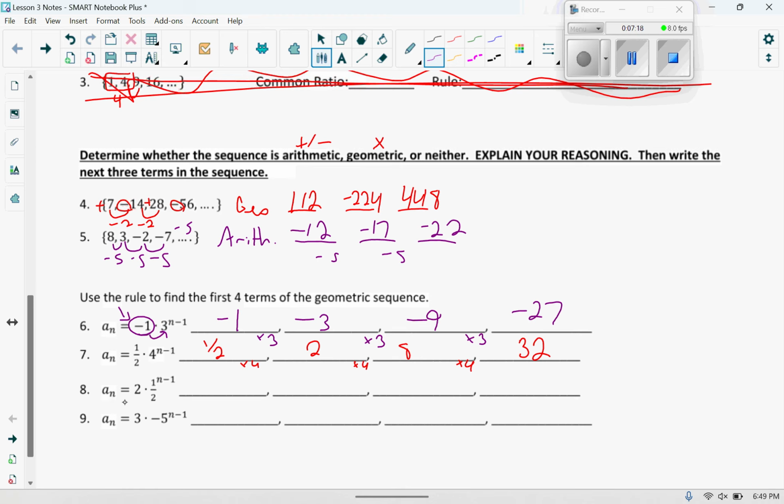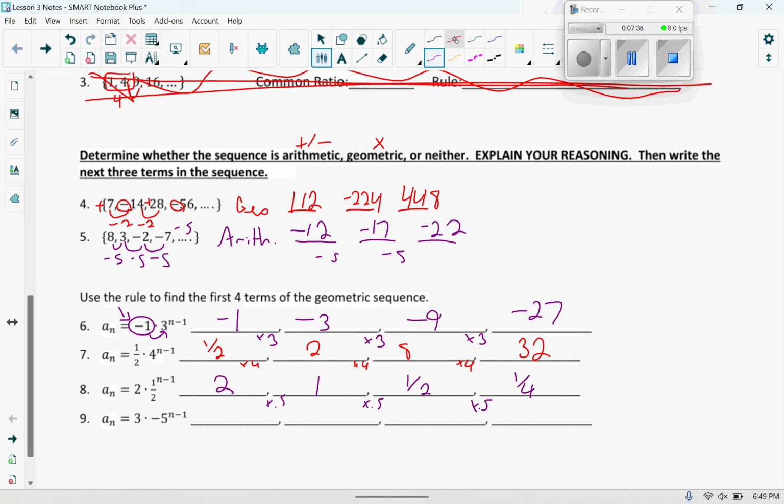For this one, I'm going to start with 2. Half of 2 is 1. Half of 1 is 1/2. Half of 1/2 is 1/4. And again, you're just taking half each time, and you can even do times 0.5, times 0.5, times 0.5. That'll get you where you need to go.